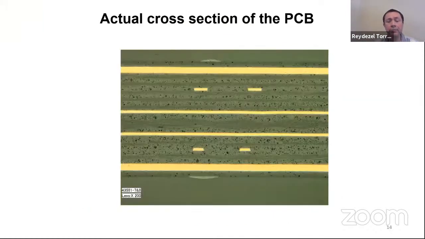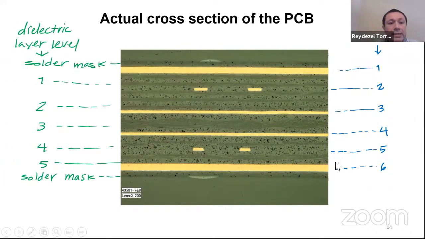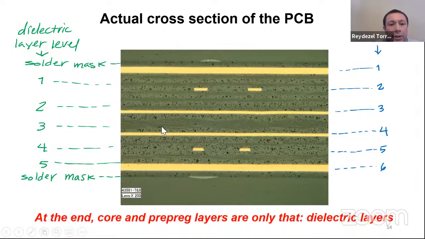This is a photograph that we have taken in our laboratory, which shows the cross-sectional view of a PCB that exhibits six metal layers. These are copper layers. And it also exhibits several dielectric layers. On the surface, we can see the solder mask. Then we see the different metal layers, and these are the dielectric laminates. These core and prepreg layers cannot be distinguished easily. In the end, they both behave as effective dielectric materials that we will have to consider when we are designing our RF PCB.